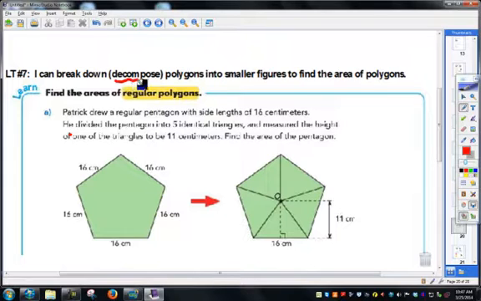I can break down, which just means to decompose, polygons into smaller figures to find the area. Okay, very easy to do here. First of all, I want to show you the definition of regular because maybe you don't remember. A regular polygon is when all the sides are the same.